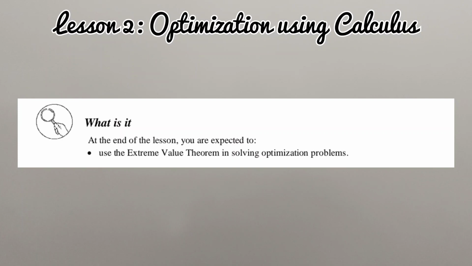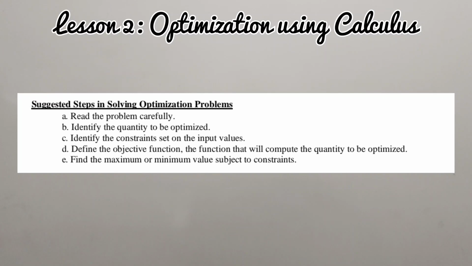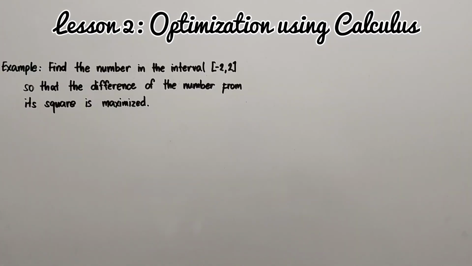In this part, you are expected to use the extreme value theorem in solving optimization problems. Again, when we speak of optimization, we are referring to the maximum or the minimum function value. Here are the suggested steps in solving optimization problems. For example, find the number in the interval [−2, 2] so that the difference of the number from its square is maximized.